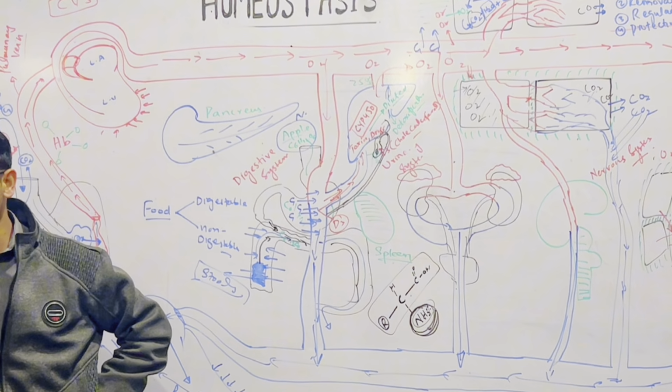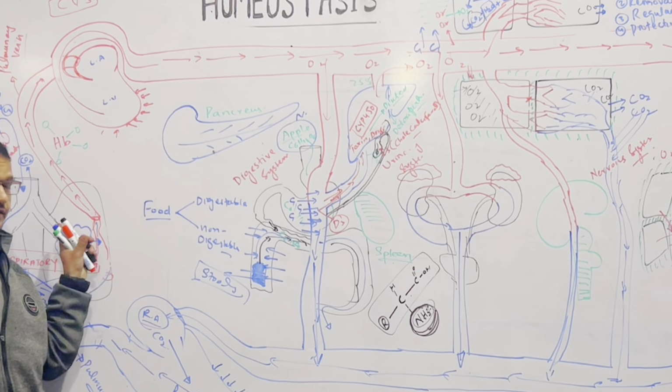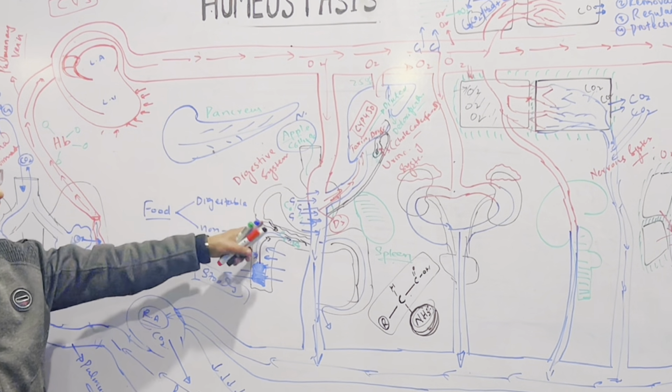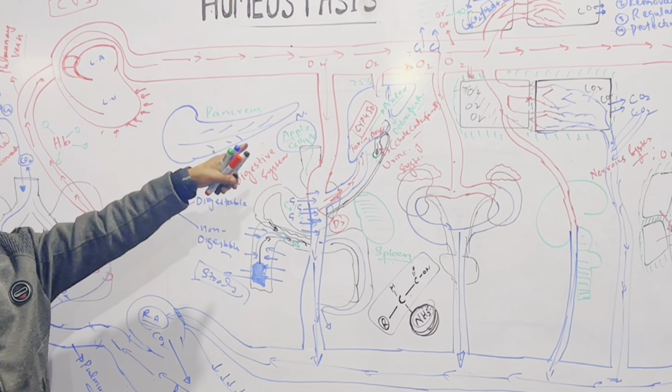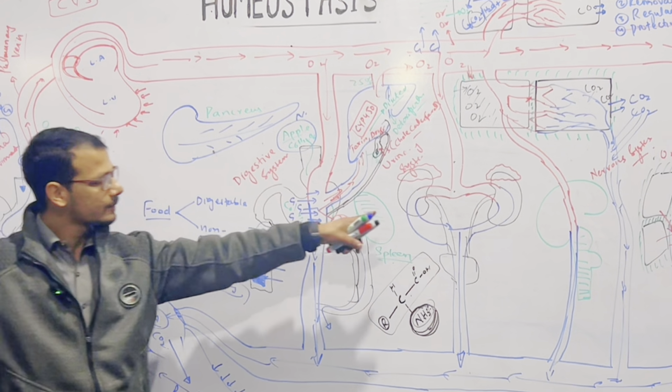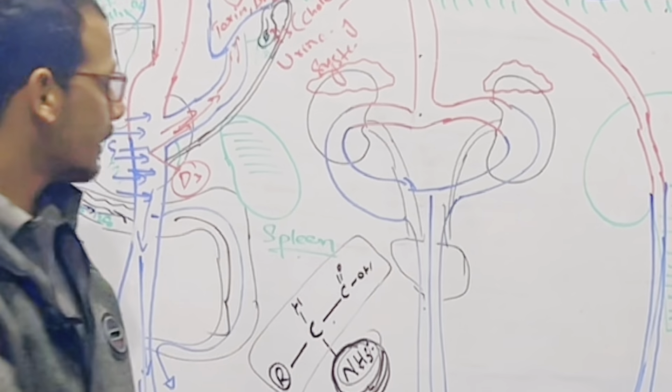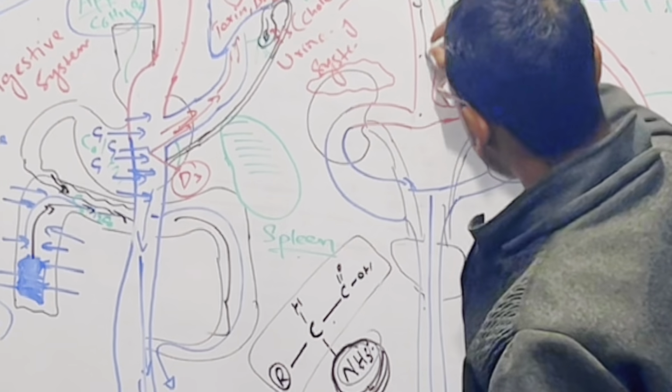The first one is respiratory system. The second is digestive system. The third is hepatic. The fourth one is urinary system. It takes blood from here.